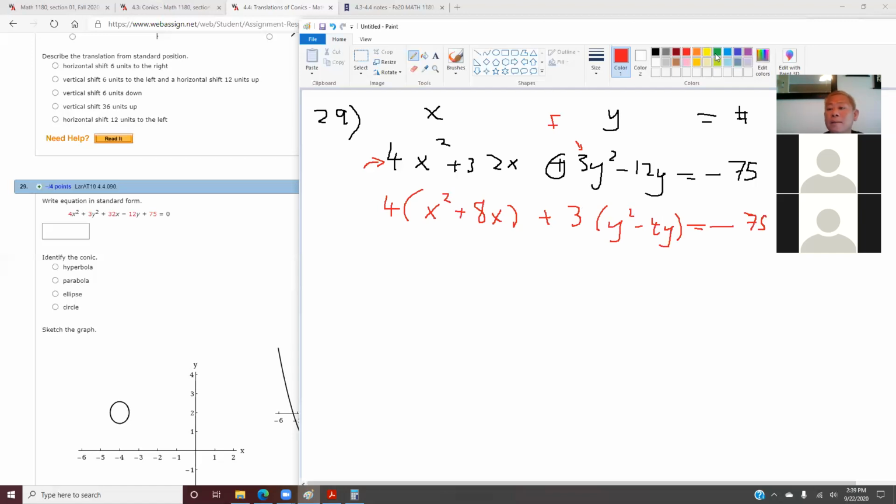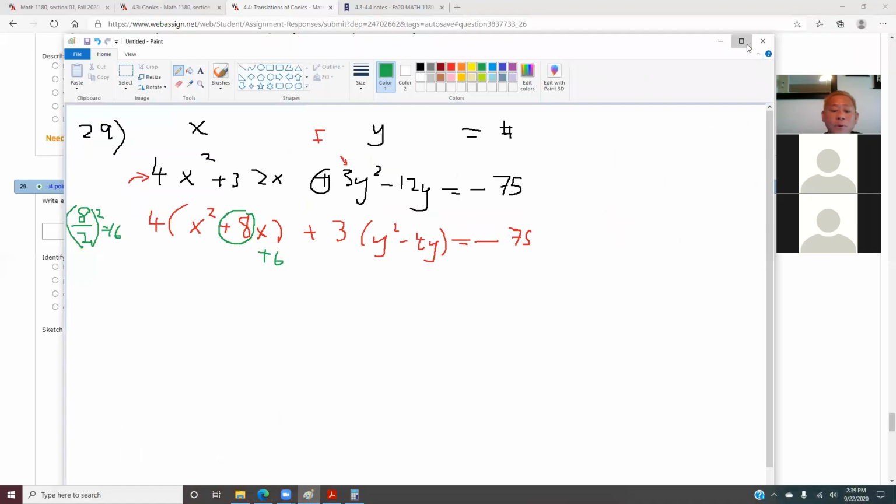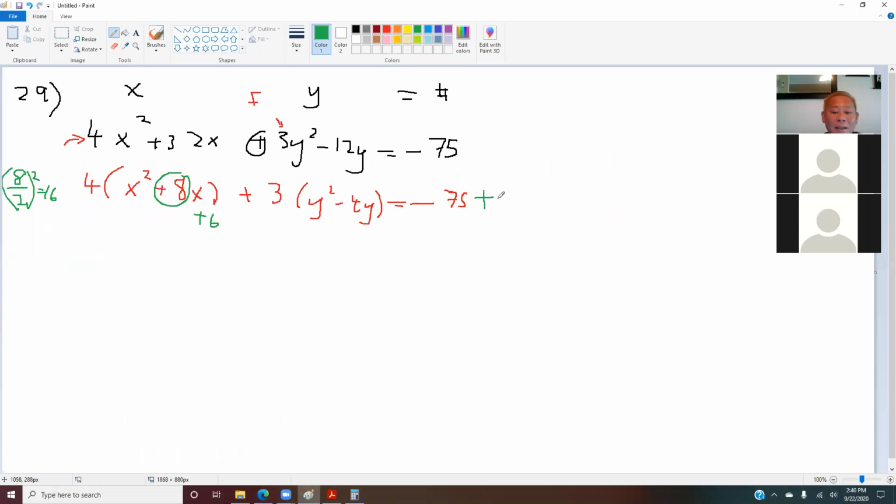And then next thing is you take your b term and divide it by 2 and square. So 8 over 2 and square. So this is 16. So you add 16 here. Remember last time on the previous question, you also added 16 here, right? It's like an equation. If you add something on one side, you also have to add the same thing on the other side, right? But this is wrong.